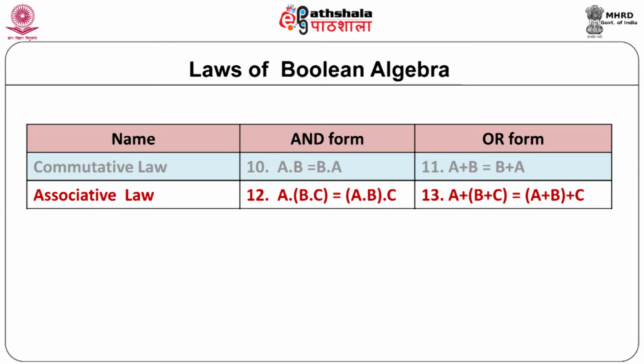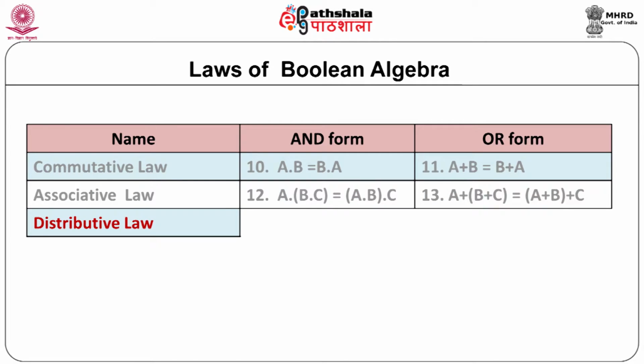Similarly, the associative law in OR form is A OR (B OR C) equals (A OR B) ORed with C. This law states that while ORing more than two variables, it makes no difference in which order the variables are grouped. One can verify these laws by substituting the 0 or 1 values to these Boolean variables.